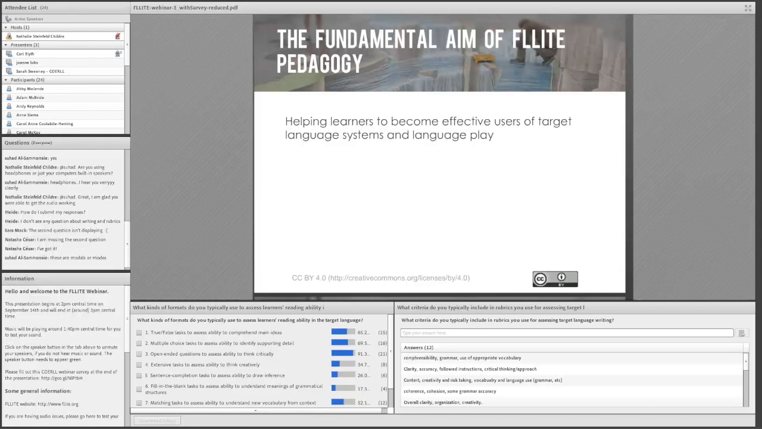All right, so we're ready to talk about learning outcomes that are specific to the FLLITE approach. And these outcomes are meant to be tailored to a given language proficiency level, from beginning to advanced. So again, people who are new to this approach might think, oh, this sounds very sophisticated. Can this really be done from the very beginning? And the answer is yes.